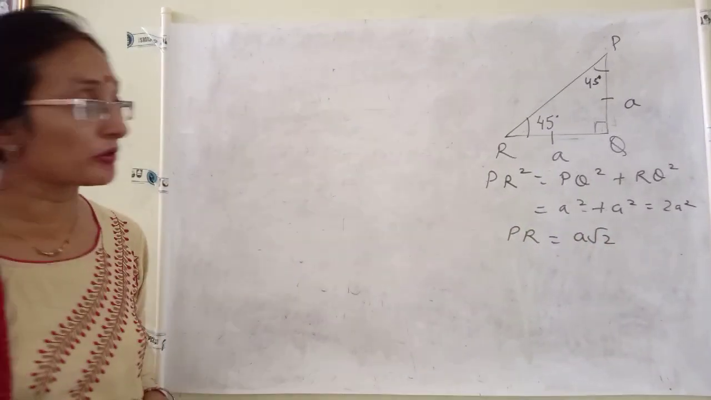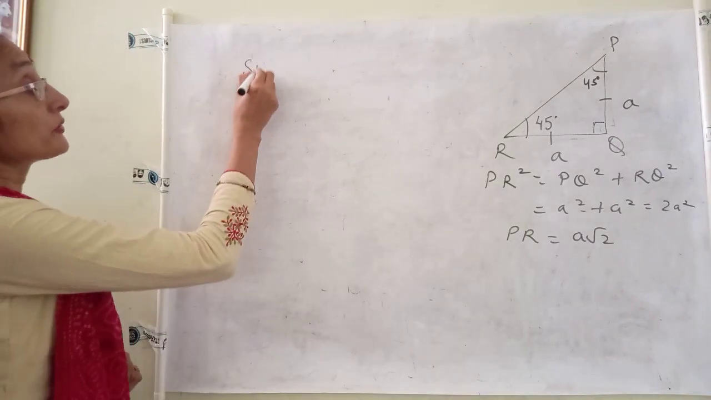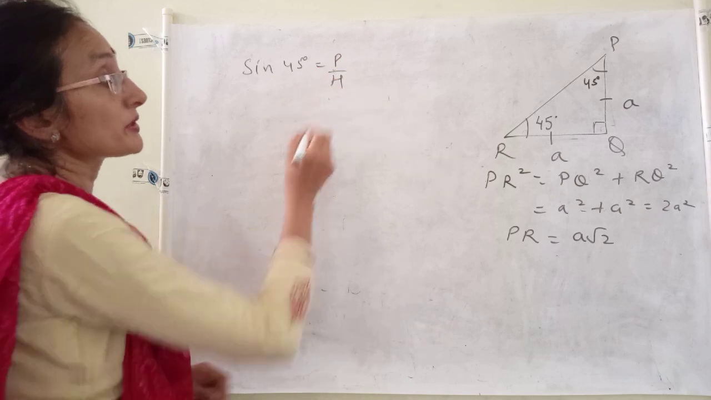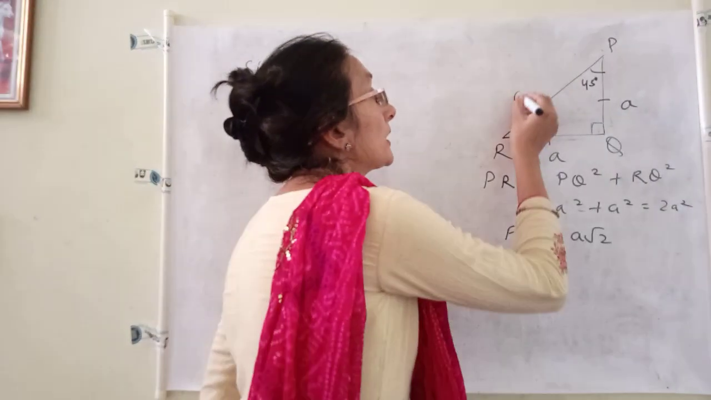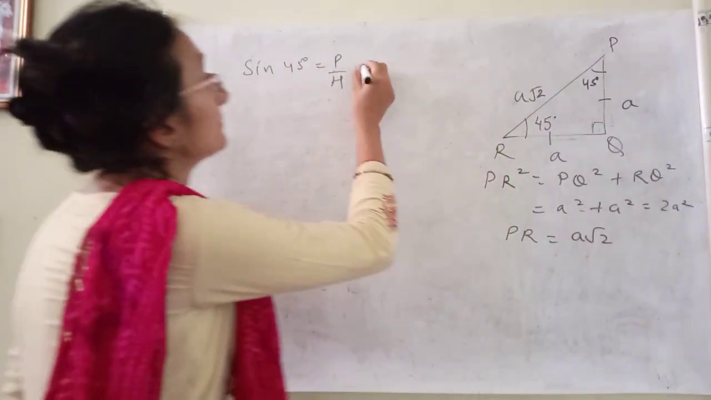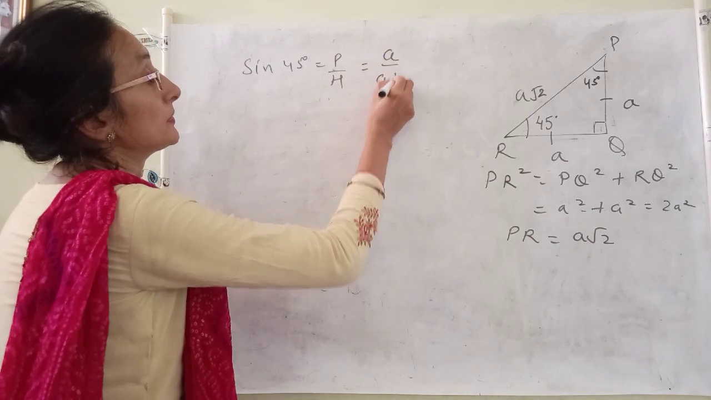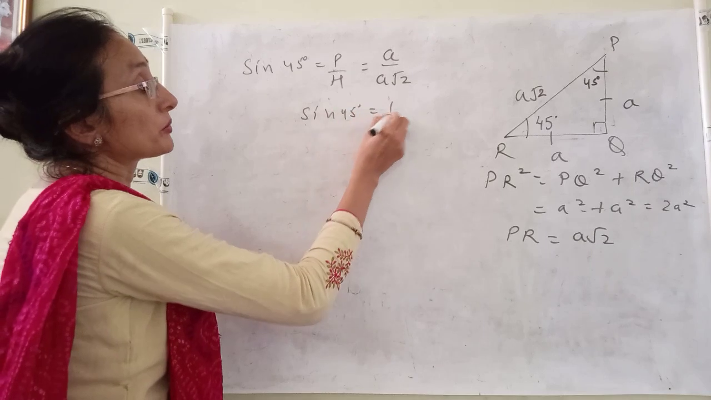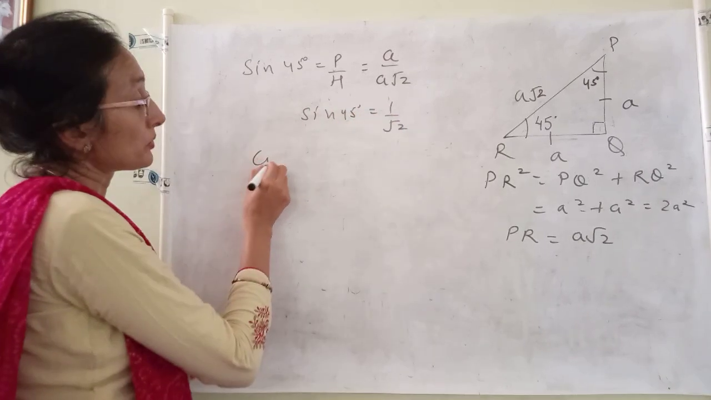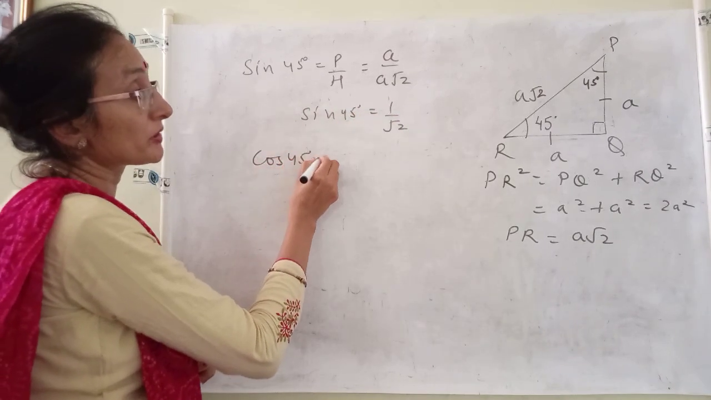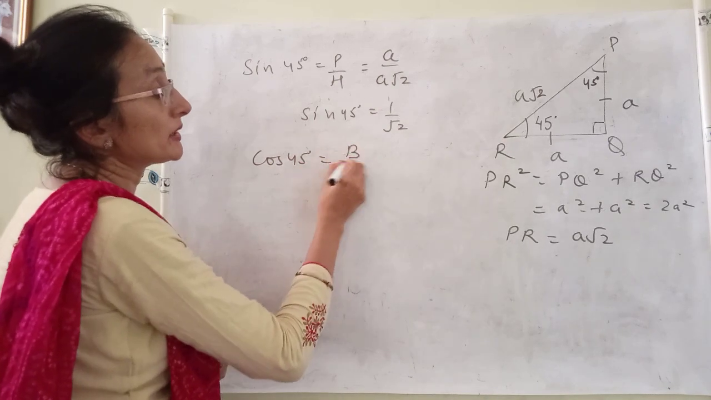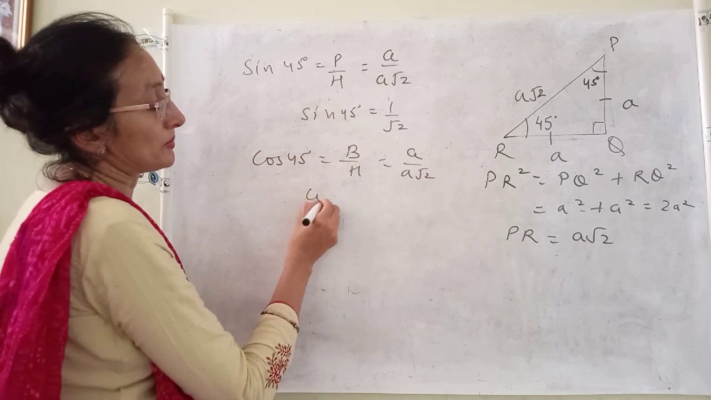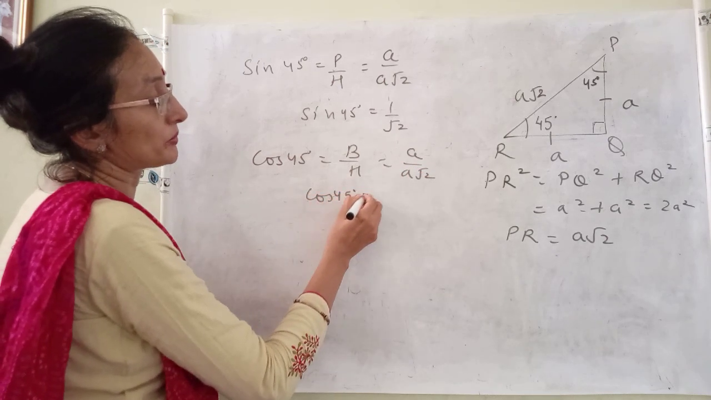Now we can find the values of all trigonometric ratios. Sin 45 is perpendicular upon hypotenuse, that means A upon A root 2. It means sin 45 will be 1 upon root 2. In the same way, cos 45 is base upon hypotenuse, that means A upon A root 2, or simply 1 upon root 2.